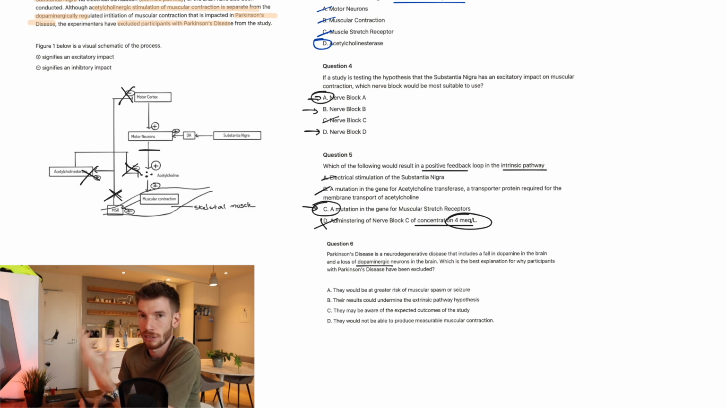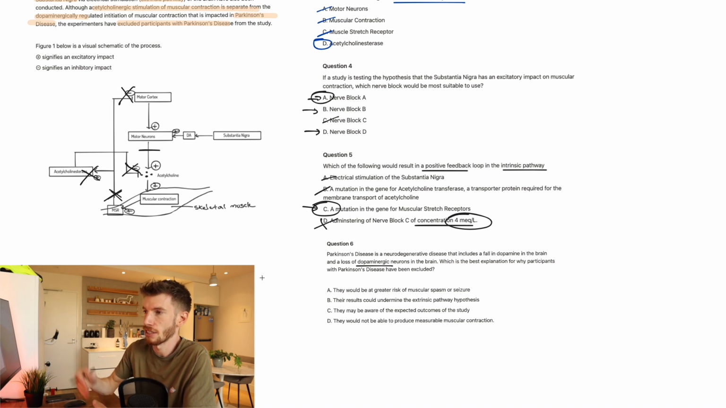People with a science background may already be somewhat familiar, but always check that they're not providing anything new that you haven't actually learnt before. And never rely on outside knowledge when it's super specific. Always go with the information presented to you. So, which is the best explanation for why participants with Parkinson's disease have been excluded from the study? This is again a very tricky question. It's somewhat using the bio, but it's about testing your understanding of experimental research methods and what leads to the most valuable data.